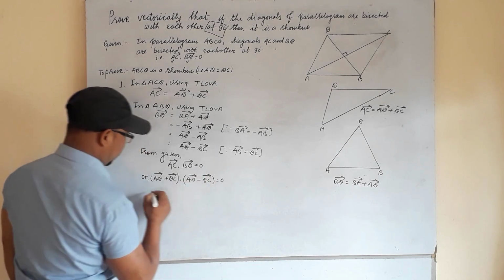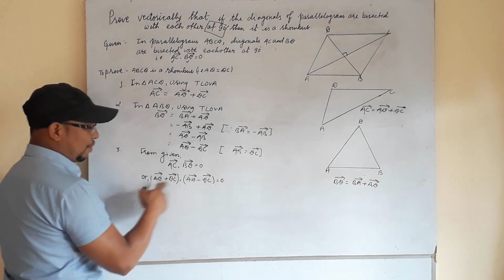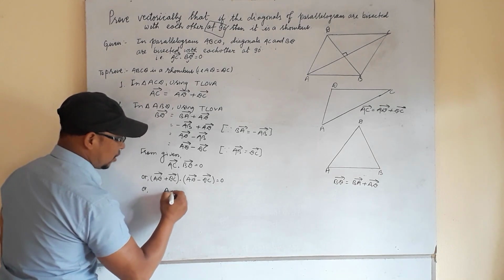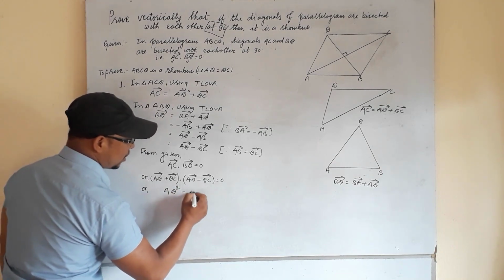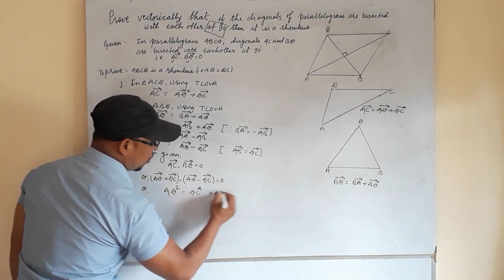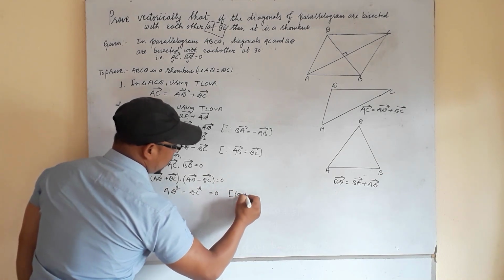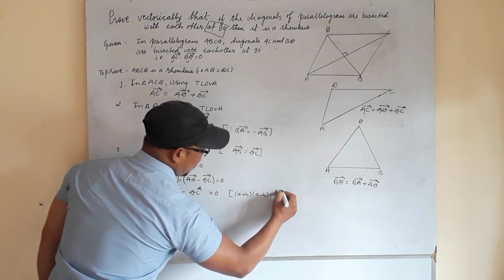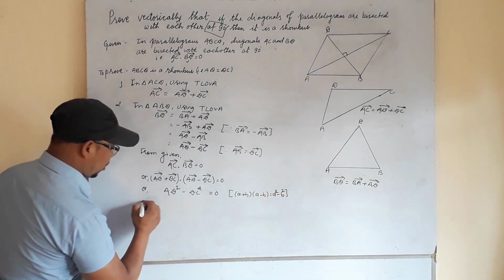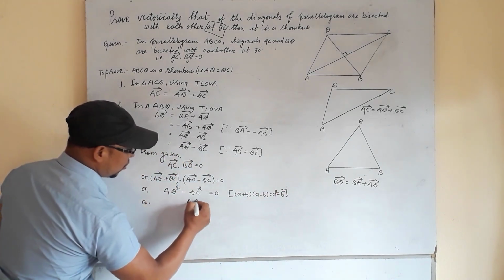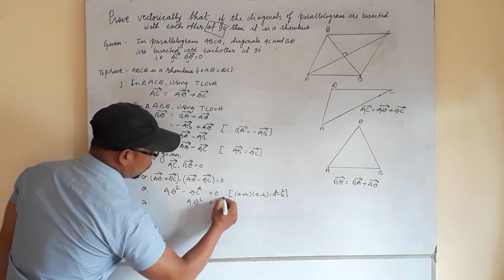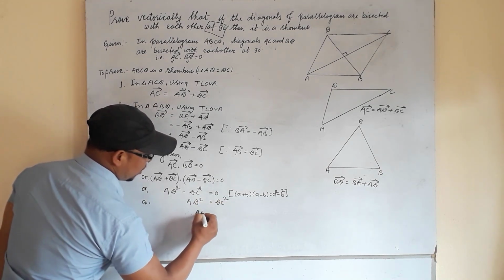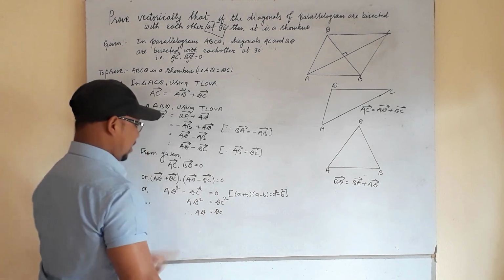This equals 0. Now it is like A plus B and A minus B. We can easily write AD square minus DC square equals 0. This is using (A plus B)(A minus B) equals A square minus B square. So from here what can we obtain? AD square equals DC square. Therefore AD equals DC.